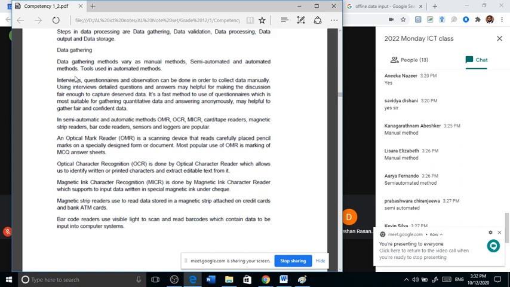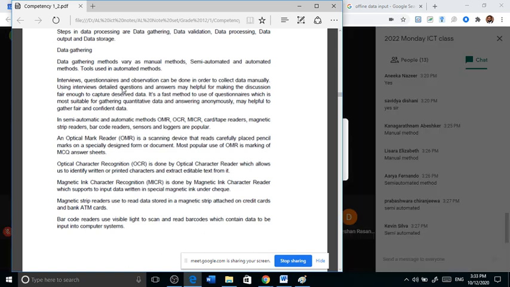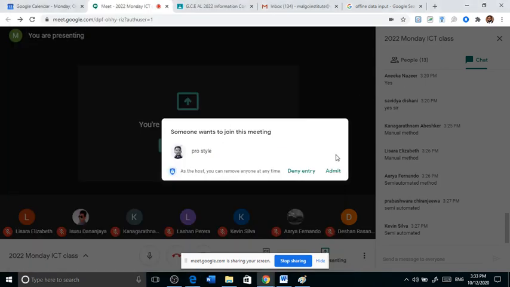So here they have given interviews, questionnaires and observation can be done in order to collect data manually. So to collect data manually: interviews, questionnaires, observations, going through the records, right? Prototyping, many such things can be used. Using interviews, detailed it's coming here.